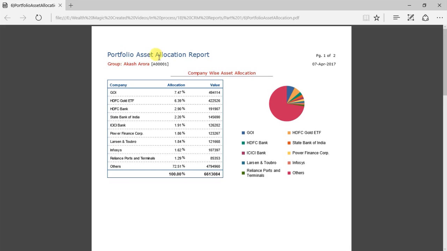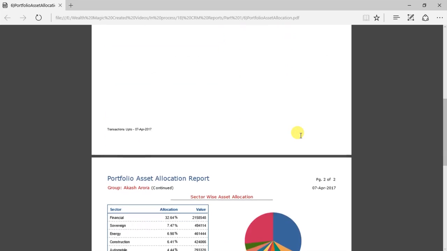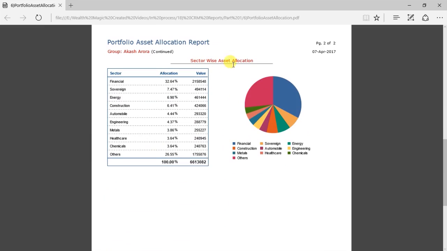Portfolio asset allocation report for Akash Arora. Company wise asset allocation. You can see the allocation of his portfolio as per the various companies and also the value for the same. The pie chart view is also available. Next is sector wise asset allocation. How much of his total portfolio is allocated to financial, sovereign, energy, construction, automobile, etc. The investor may analyze according to the report if it is a growing sector or not.